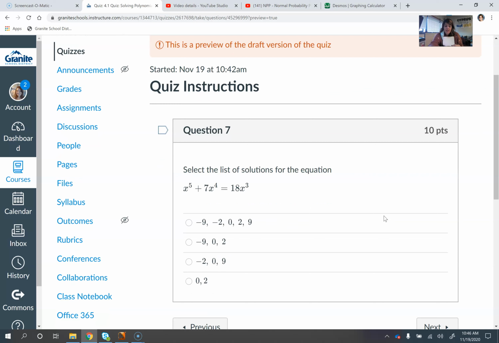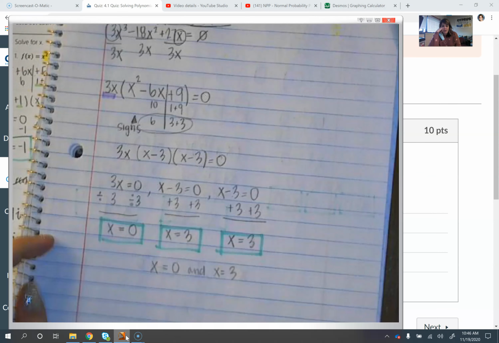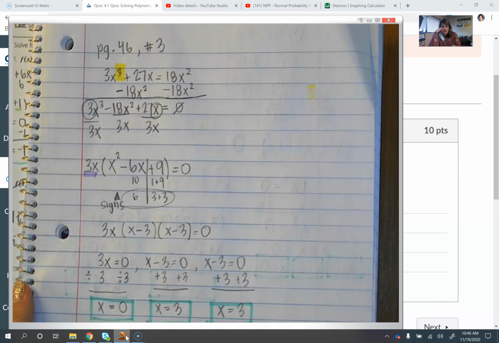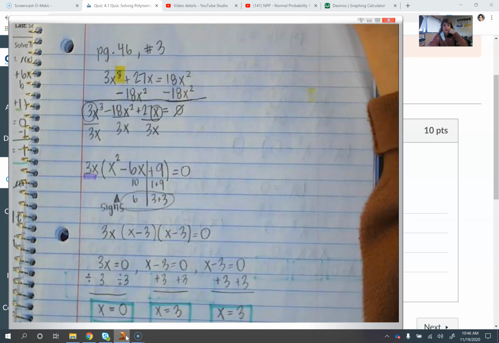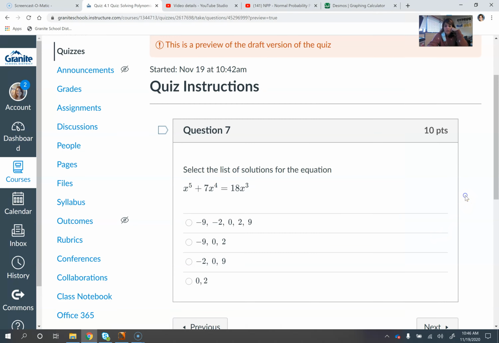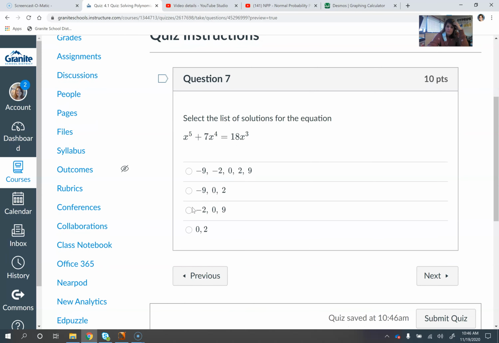Question 7 is similar to question 3 in our workbook. So that's this question here. You're going to have to subtract over that term so that your equation is equal to 0. So here you need to subtract over this negative 18x to the 3rd so that you can solve this.